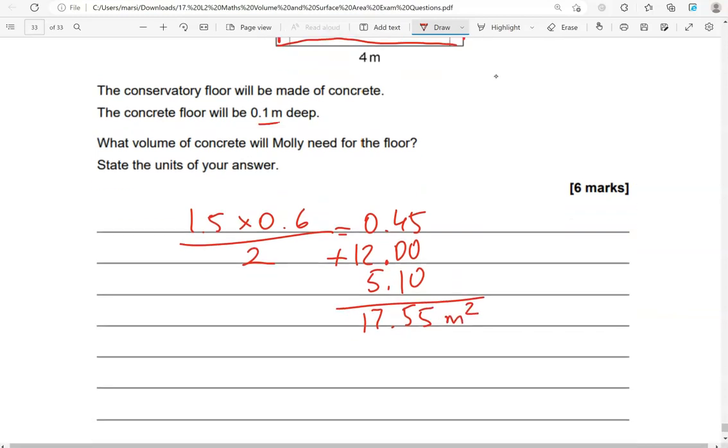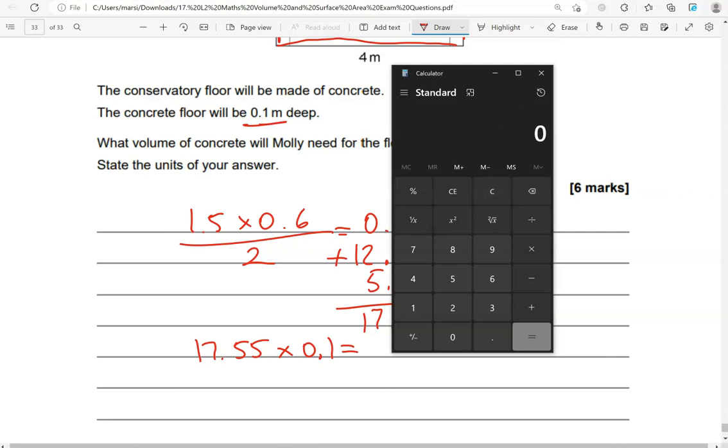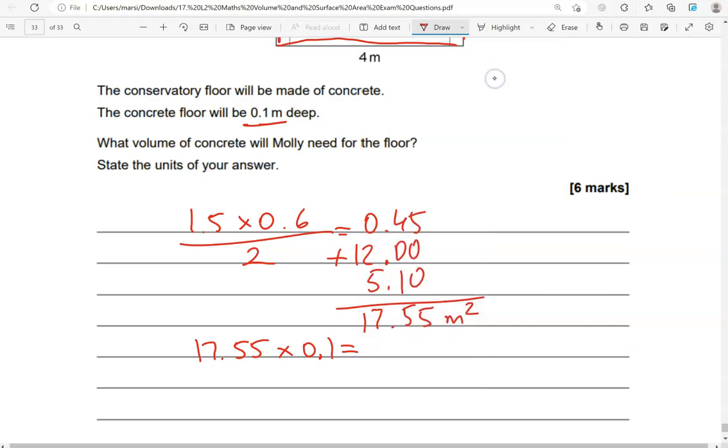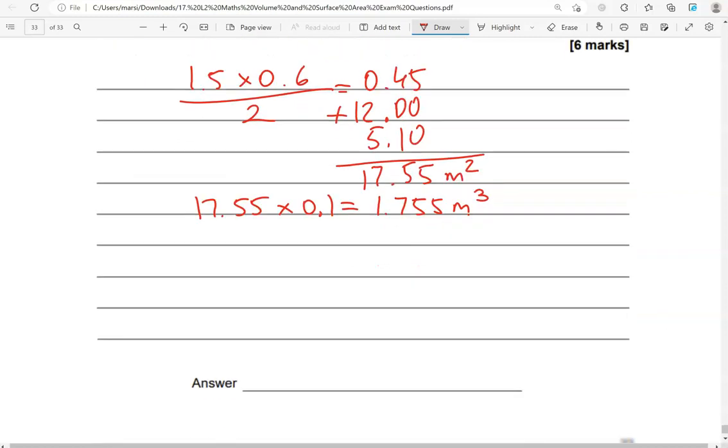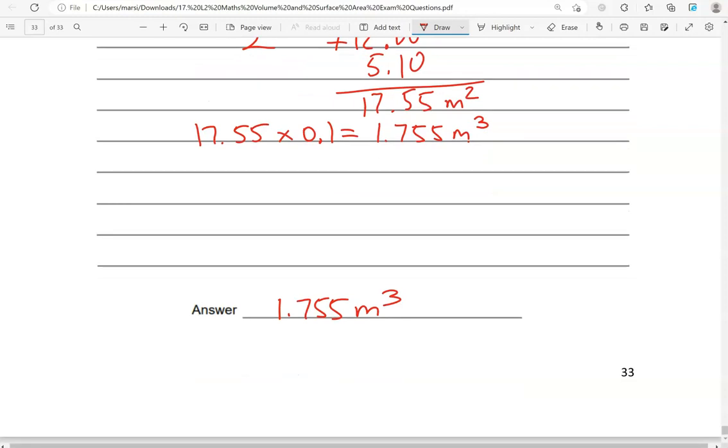We need to multiply that by 0.1 to get the volume. So 1.755 cubic meters. And that's the end of the questions.